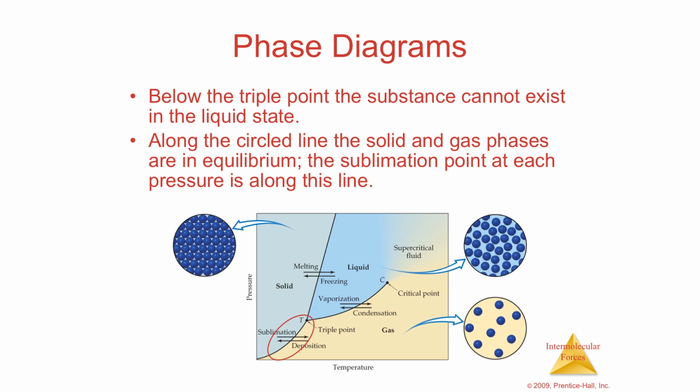Now the T is a triple point. The triple point is really cool. It means that at that temperature and pressure, so you have a pressure here, a temperature here, at that point, all three phases exist at the same time. You have solid and liquid and gas.